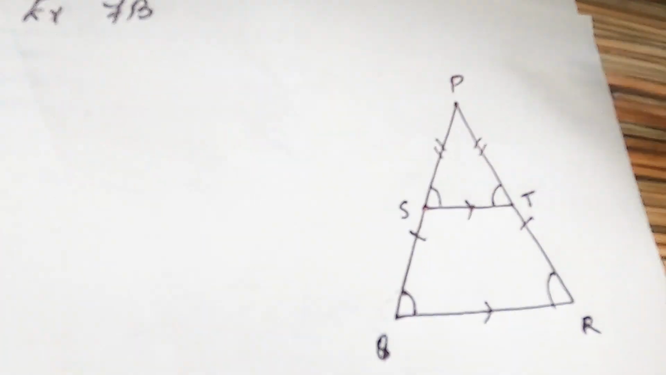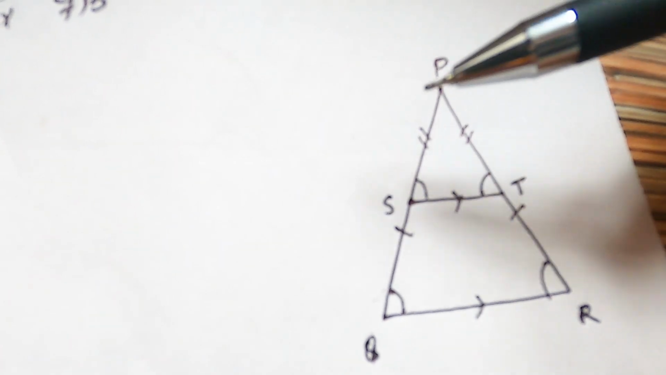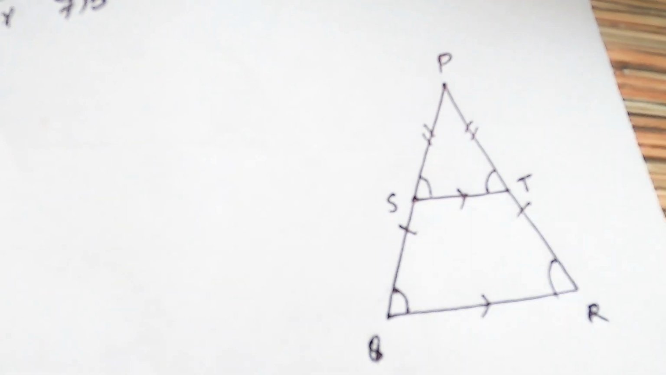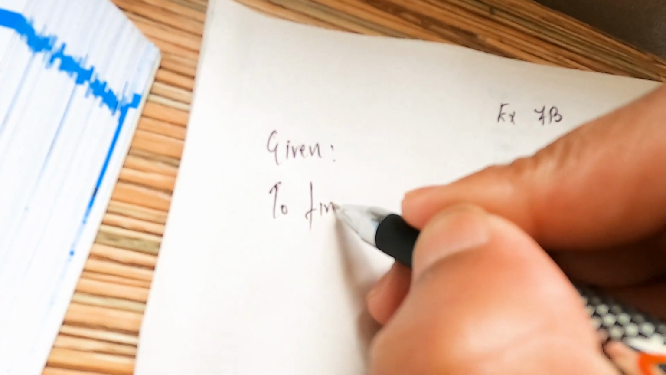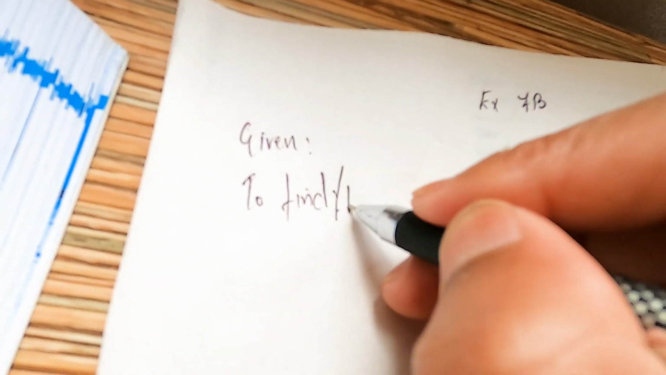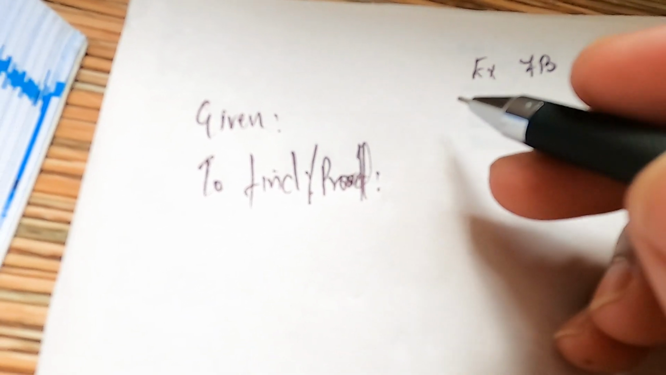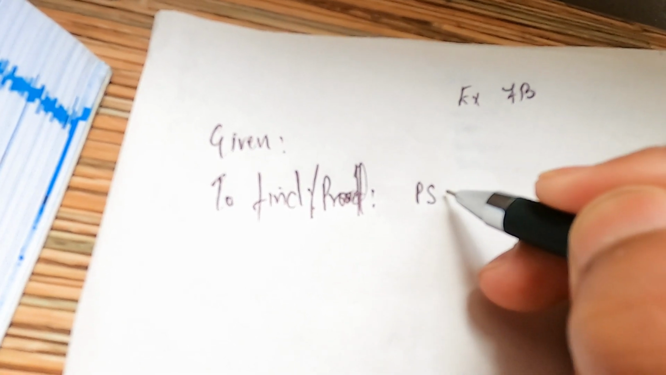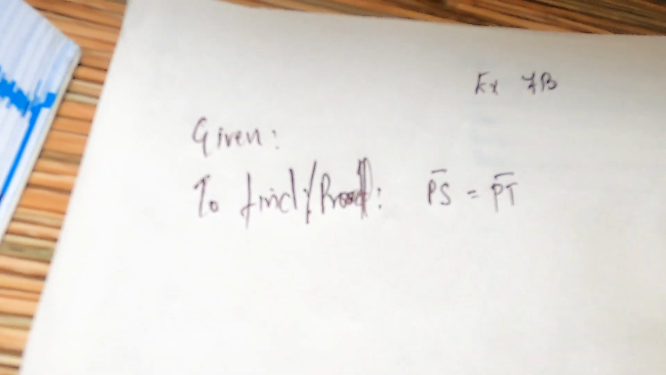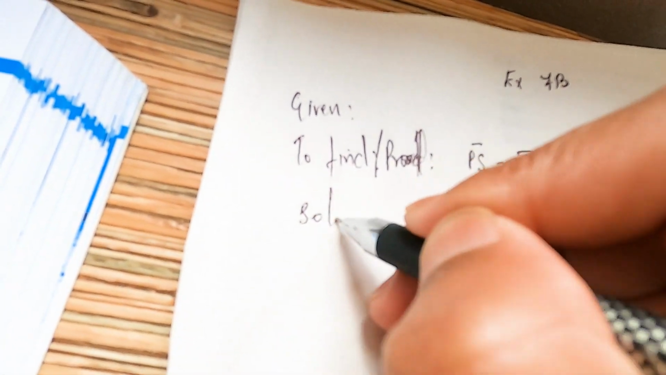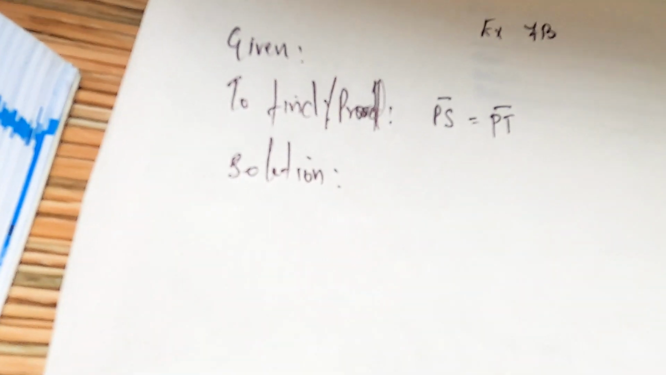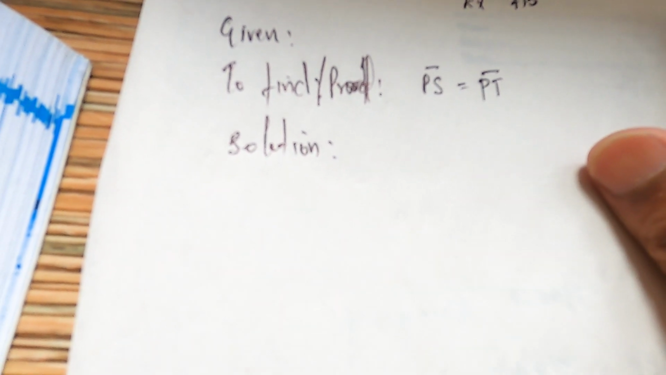All right, so let us write the written portion. See, once you know the theorem, once you know the different pairs of angles, it becomes very, very easy to solve. Given, you will write it down by yourself. Now what do we have to find or to prove? To prove that side PS is equal to side PT. All right, solution, you write.